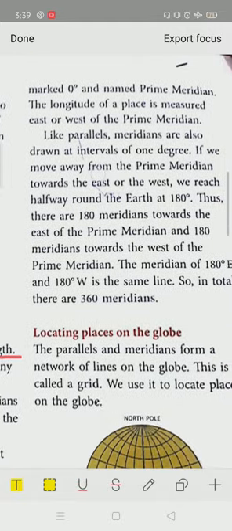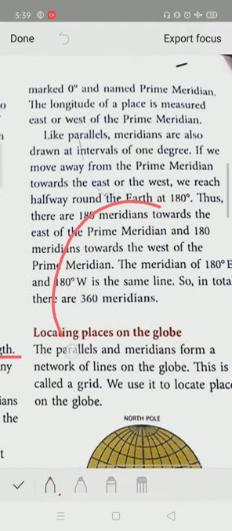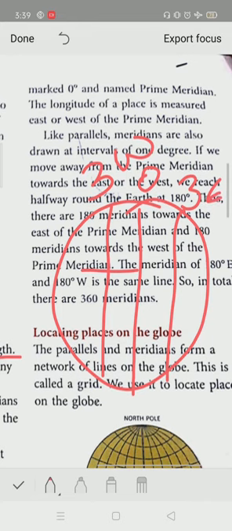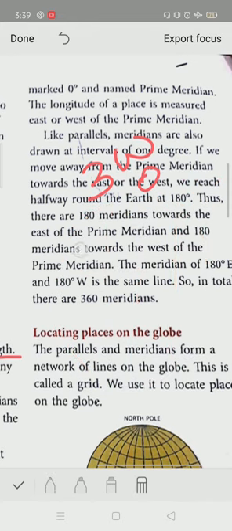So if this is the prime meridian, suppose if I draw a line, this is the circle, this is the prime meridian, we will mark it 0. So anything this side, suppose if I draw it here, I will name it 3 degree west, क्योंकि वो west में है, west की तरफ हो गया prime meridian के. If I mark anything here like 3 degree east, understood? Fine. Like parallels, meridians are also drawn at intervals of 1 degree.